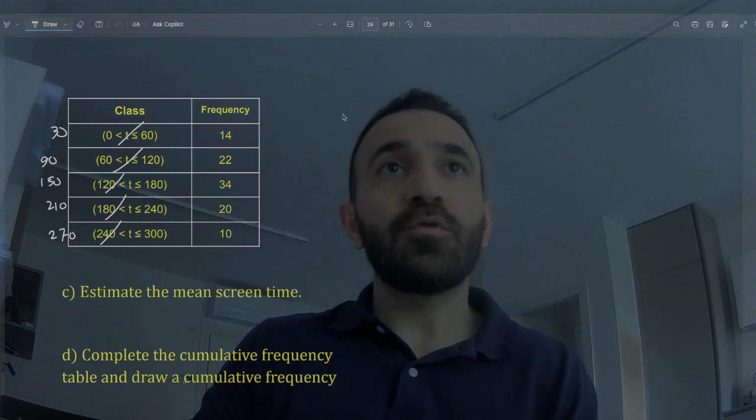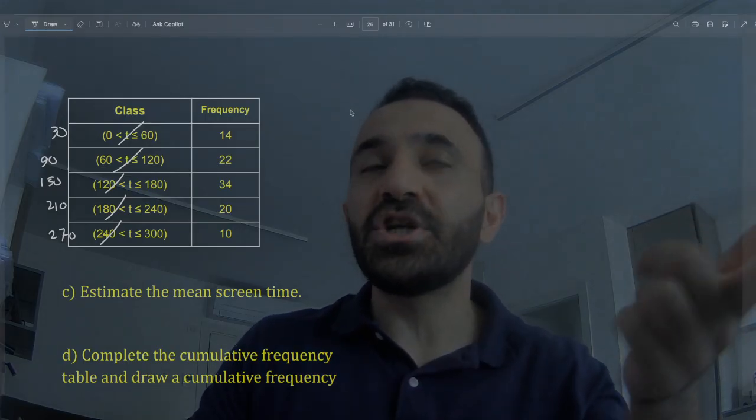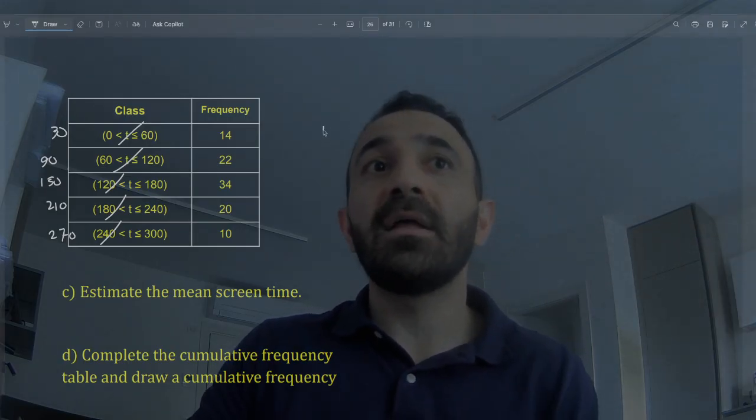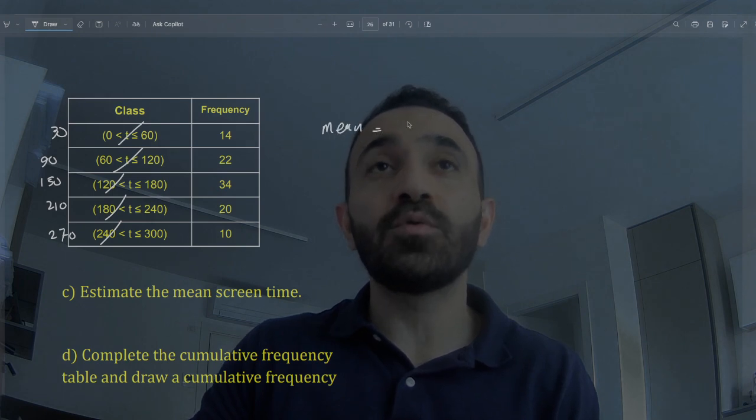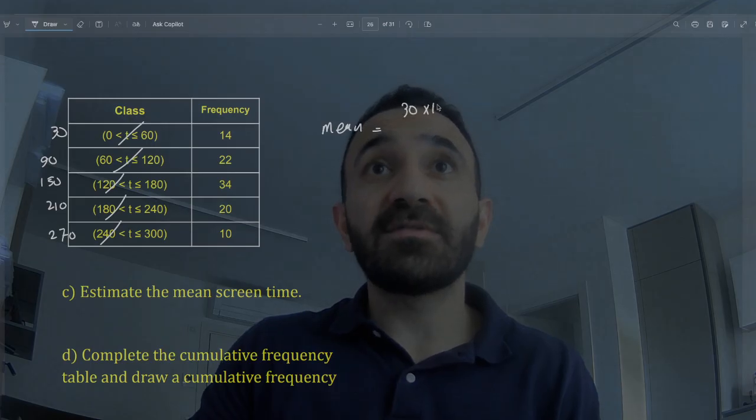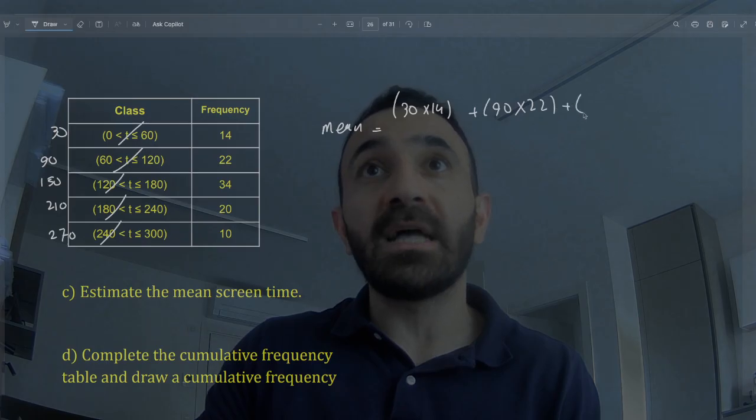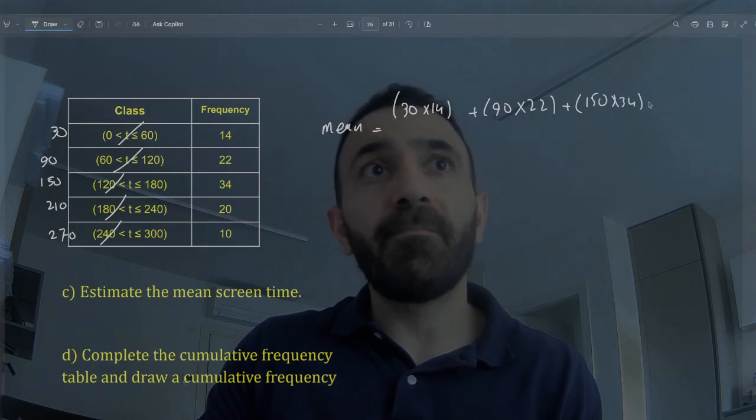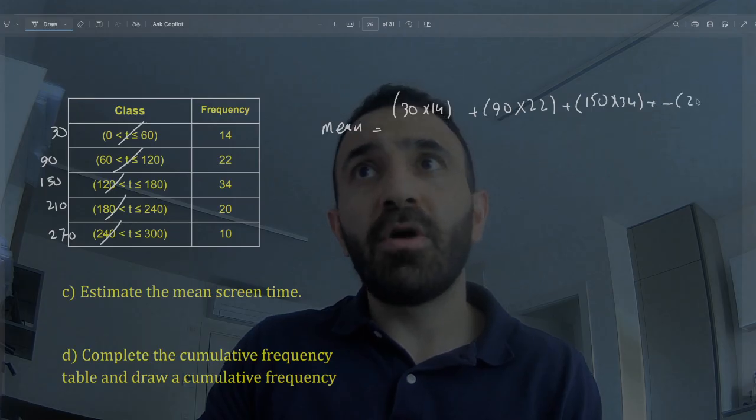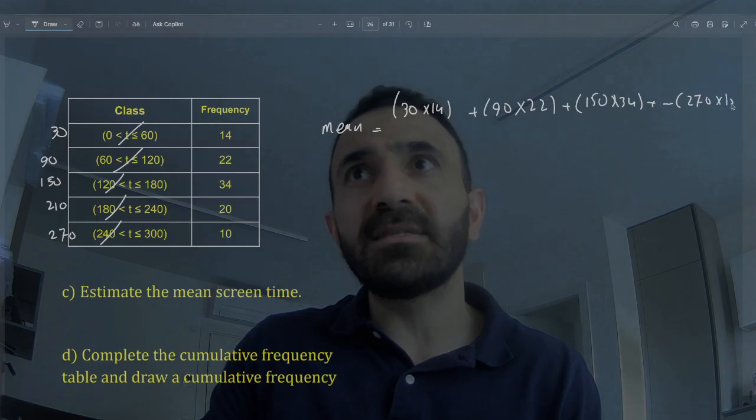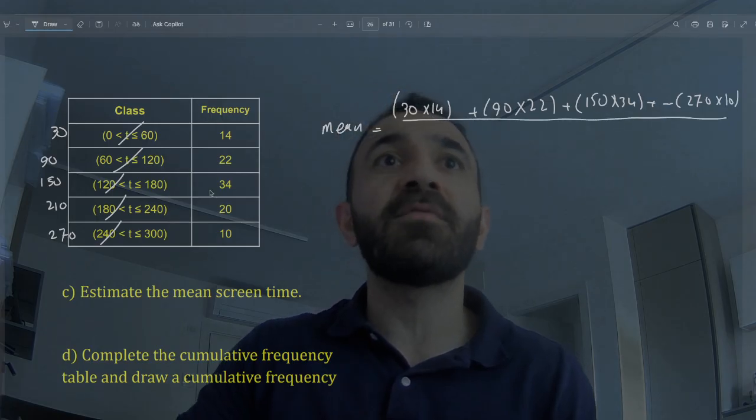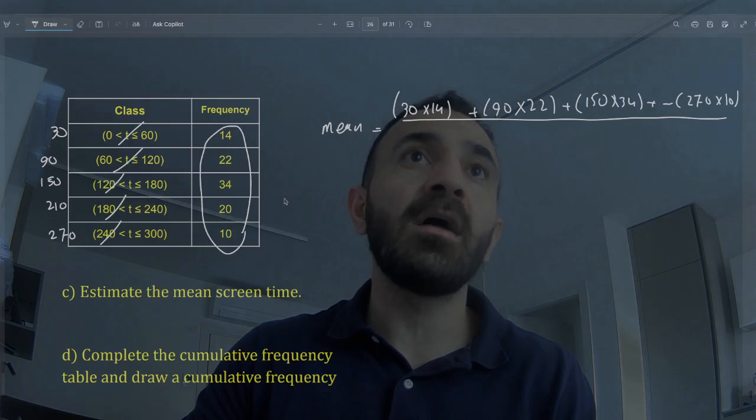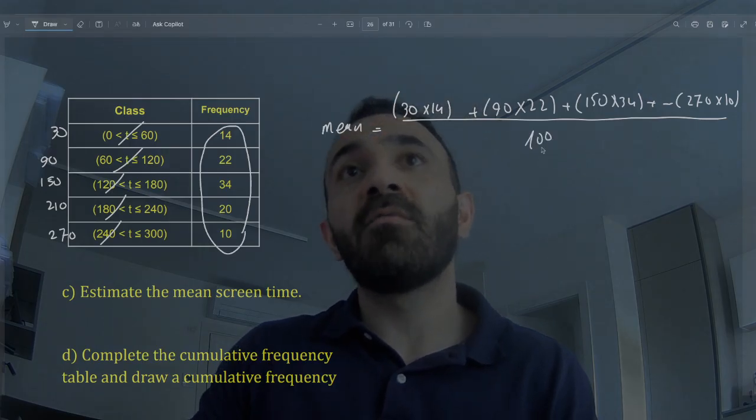Now, all you have to do is to do literally the same procedure as we did for the other question. So the estimation of the mean equals 30 times 14 plus 90 times 22 plus 150 times 34 up until 270 times 10, divided by the total number of data. What is the total number of data? The sum of all these values, which is 100.